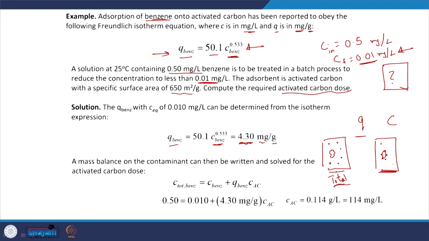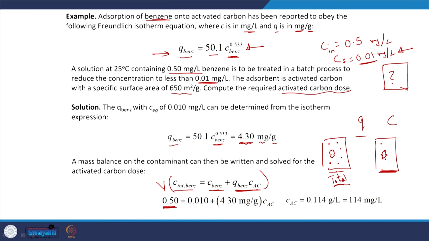Why is that? Because it's a batch process, obviously, right? The total mass is conserved here. So C total benzene will be equal to the benzene in the aqueous phase and benzene adsorbed onto the relevant activated carbon. So initial one is 0.5. This is per unit volume, that is why concentration is working out. If I multiply this with volume, it will be with respect to mass, let's say, right? So that's something to keep in mind.